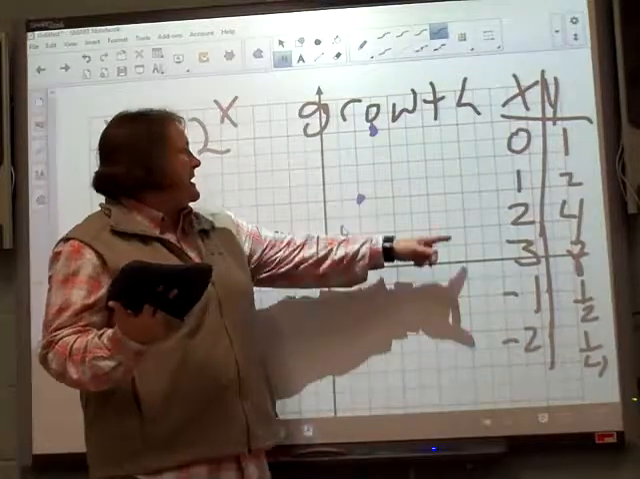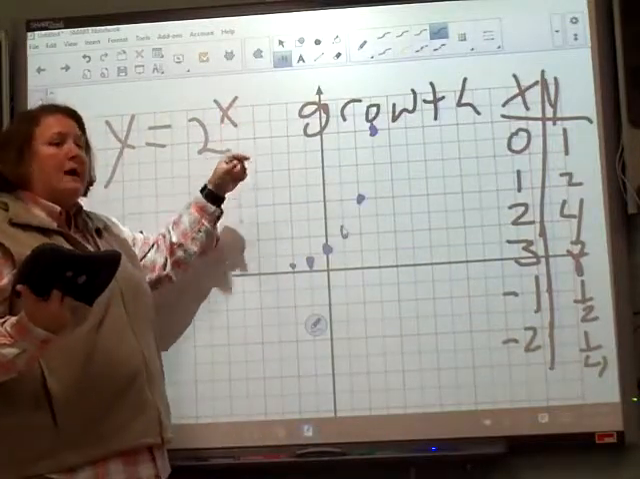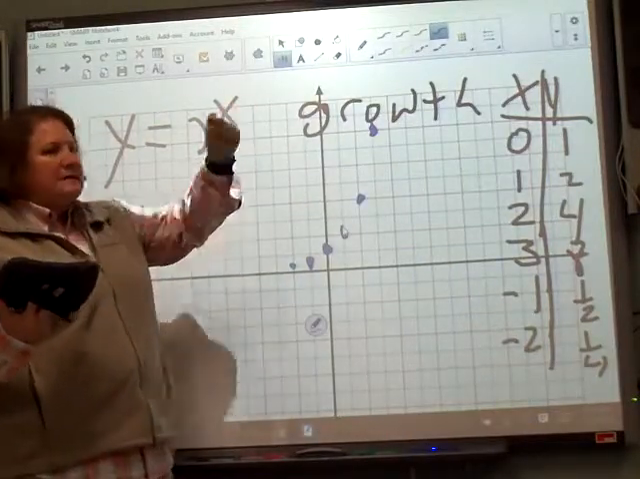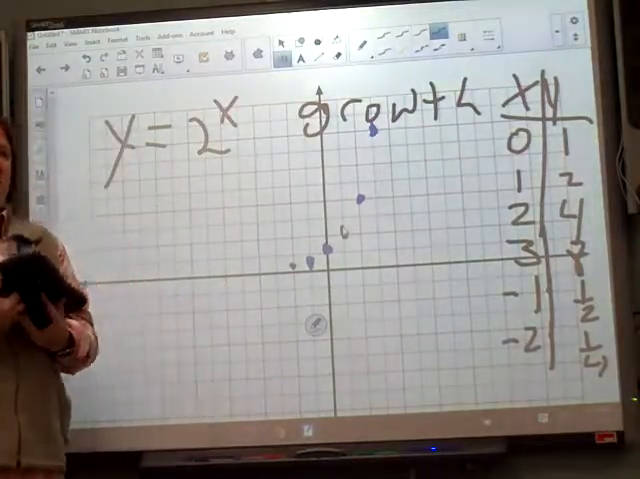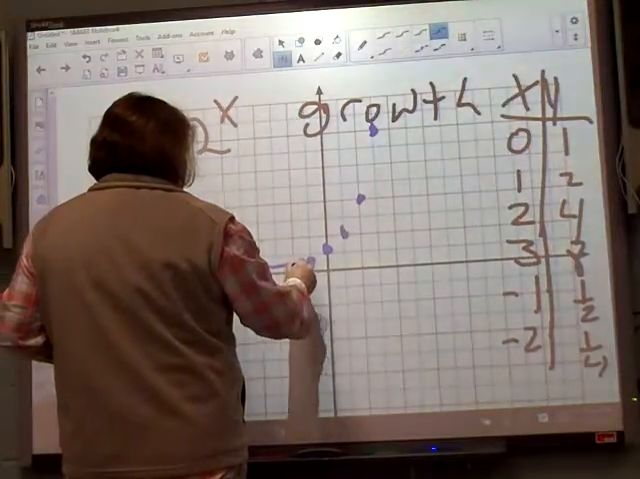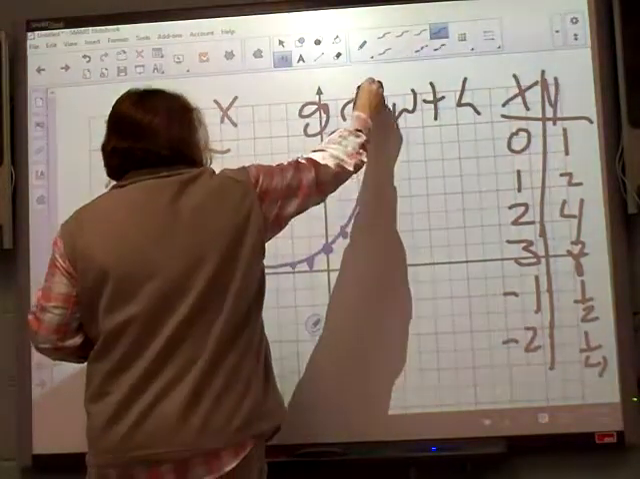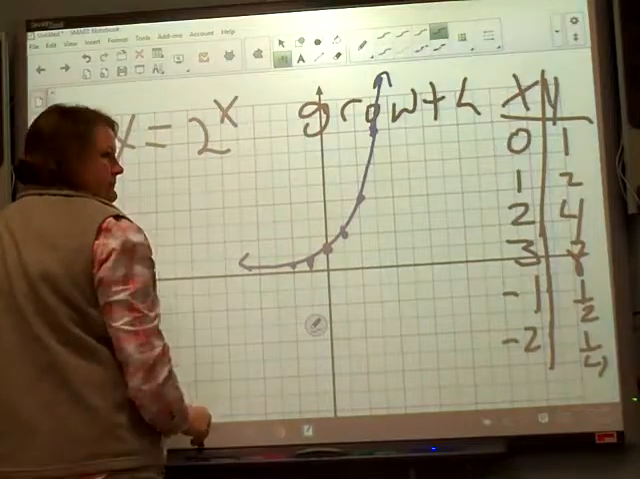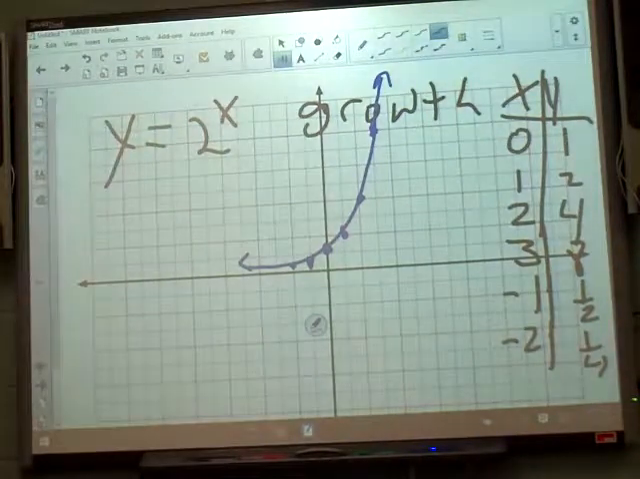So next, if I did a -3, 2 to the -3rd would be 1/8. 2 to the -4th would be 1/16. It's going to keep getting so small that we can't tell. There's nothing. Right. Okay, so we get something that looks like that.